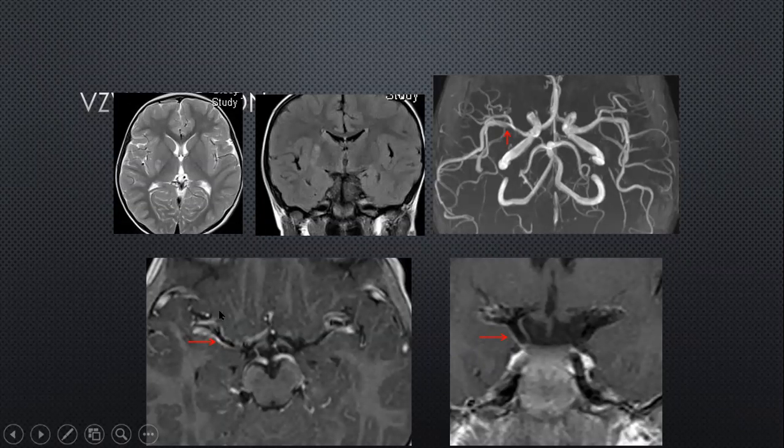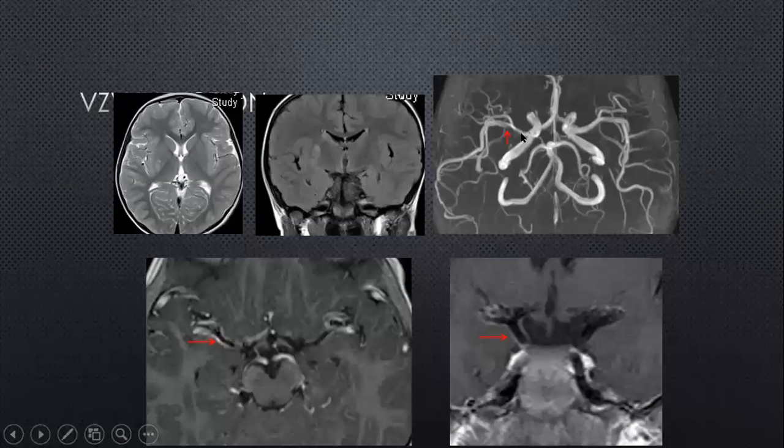These infarcts don't necessarily have to be because of atherosclerotic disease. This is a young child who has developed an infarction within the posterolateral putamen over here. And to highlight that, yes, we do see the stenosis.